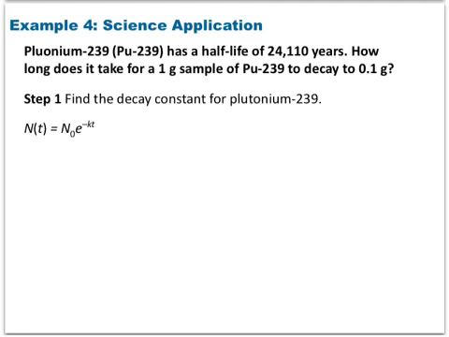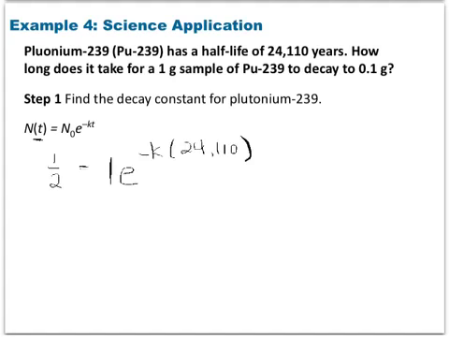All right, polonium 239, this is our science application, example 4, has a half-life of 24,110 years. How long does it take for a 1 gram sample of this substance to decay to 0.1 grams? So like I said in the previous slide, we have to find the decay constant first. Something new here is N of t equals 1/2, because that's our half. Our final amount is going to be half of our original amount, and our original amount is 1. So 1/2 equals 1 times e to the negative k we don't know, times the time, 24,110.